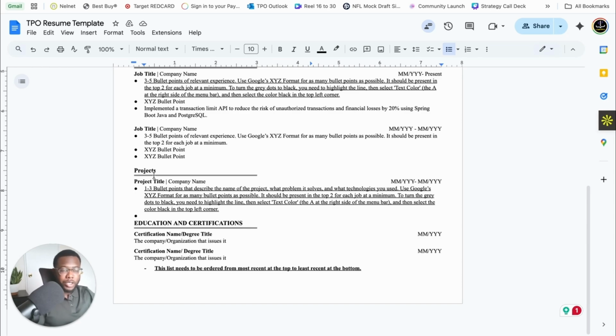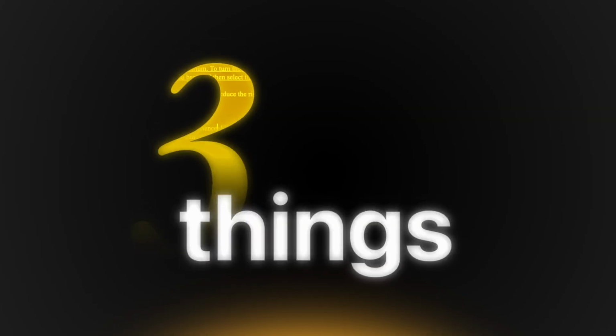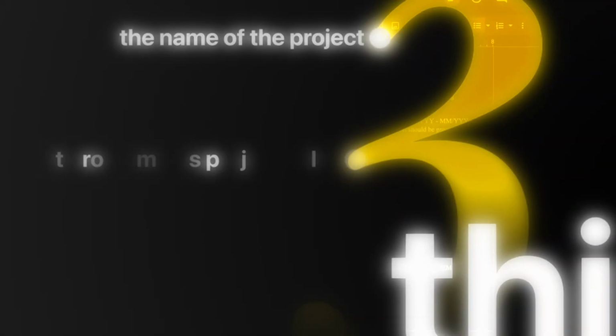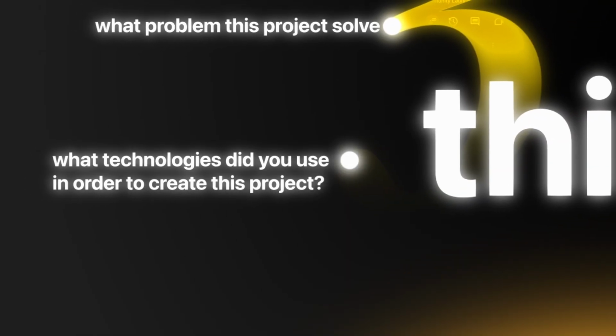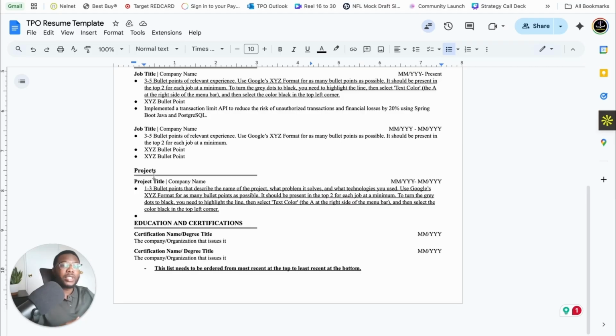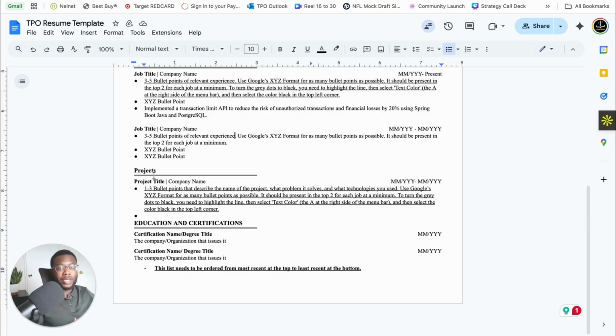With the project section, you want to make sure that you are talking about 3 things within your projects. You want to talk about the name of the project, what problem this project solves, and what technologies did you use in order to create this project. This is really, really important. I see a lot of people, when they have their project section, all that they put is the name of the project. If a recruiter is looking at that and the name isn't self-explanatory, how would they know what languages you use? This is one of those things where you kind of have to tell.